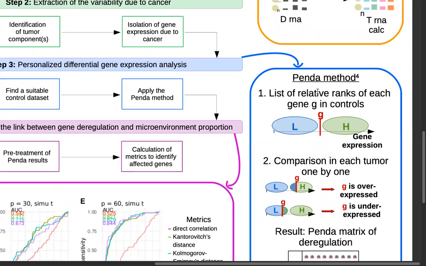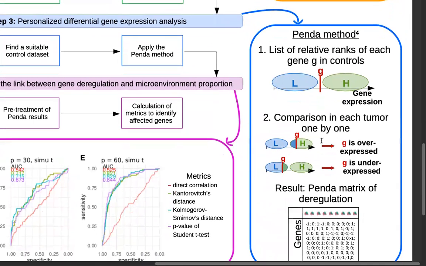The first is to make a list of relative ranks of each gene G in controls. So for each gene G, we make two lists, the L list of genes with a lower expression in all the controls, and the H list of genes with a higher expression in all the controls. And then in each tumor, we compare the position of G compared to the L and H reference lists.